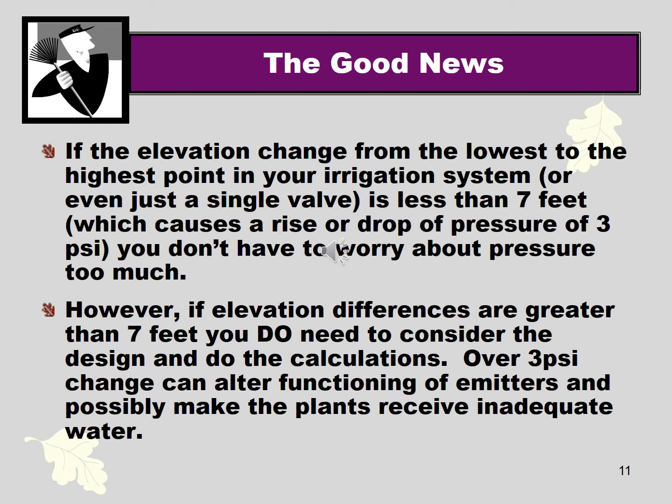But if elevation changes are greater than 7 feet within your irrigation system, you do need to consider the design and do the calculations with pressure to make sure that your emitters are functioning under the right amount of pressure. Over 3 psi, or pounds per square inch, change can alter the functioning of the emitters and possibly make the plants receive inadequate water.